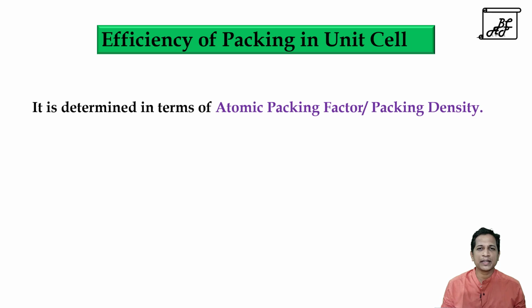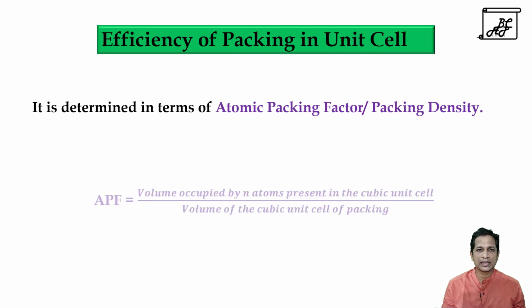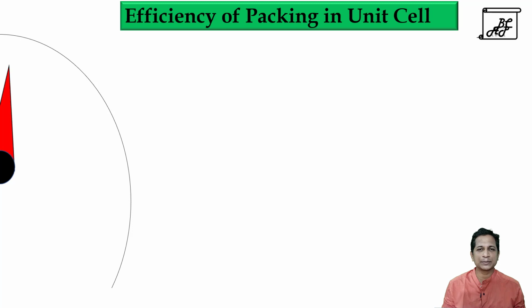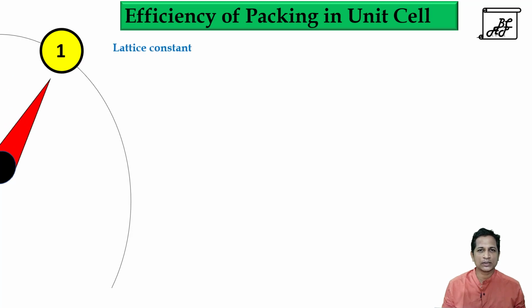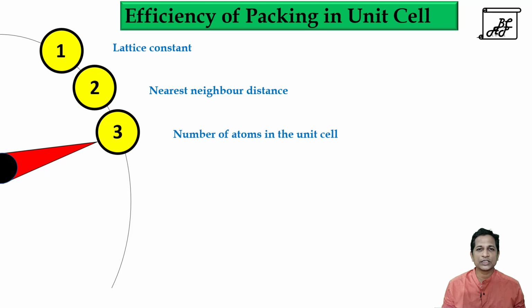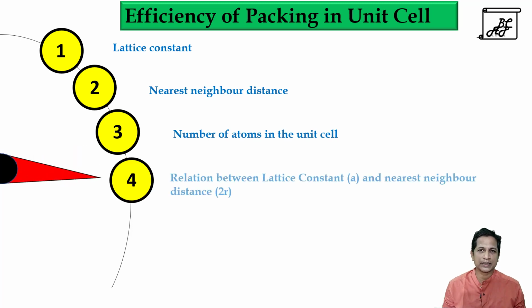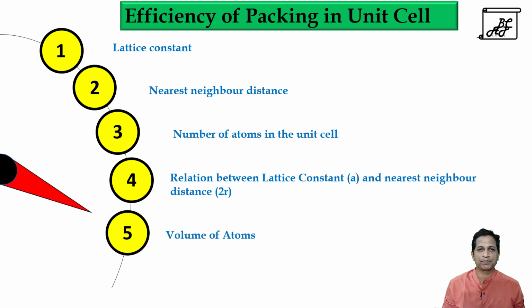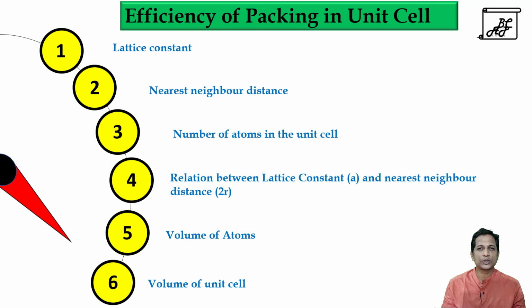Efficiency of packing is determined in terms of atomic packing factor. Formula is volume of atoms in the unit cell divided by volume of unit cell. To determine atomic packing factor, we need to have 6 parameters. First is lattice constant, second is nearest neighbor distance, third is number of atoms in the unit cell, fourth is relation between lattice constant and nearest neighbor distance, fifth is volume of atoms, and sixth is volume of unit cell. Once we determine these values, we will substitute this in the formula of atomic packing factor and we will determine it. Let's start with lattice constant.